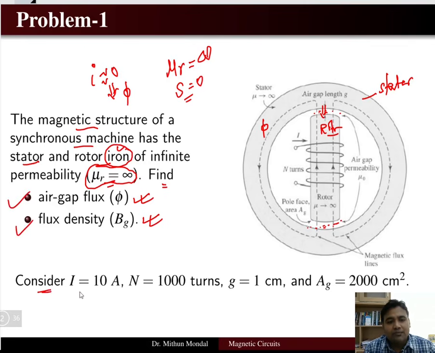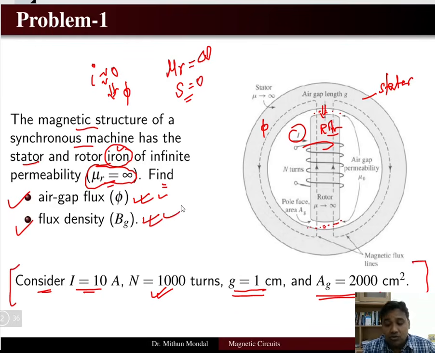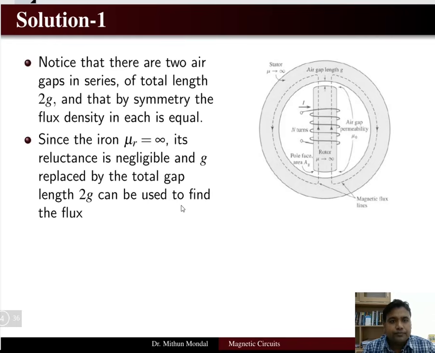Given condition is the excitation current is 10 ampere. So this coil will be carrying a current of 10 ampere and number of turns is 1000. Given the space of the air is 1 centimeter and the area of the air gap is 2000 centimeters square. So these are the conditions given to you, and you have to find what is the air gap flux and flux density. So let us see the solution.